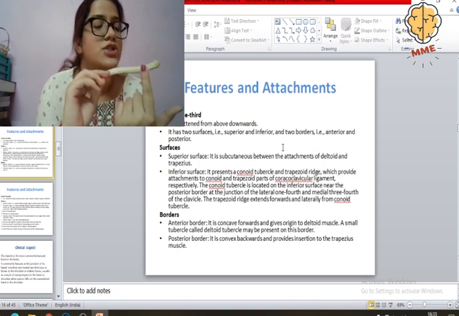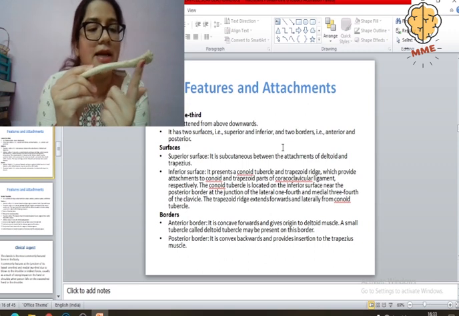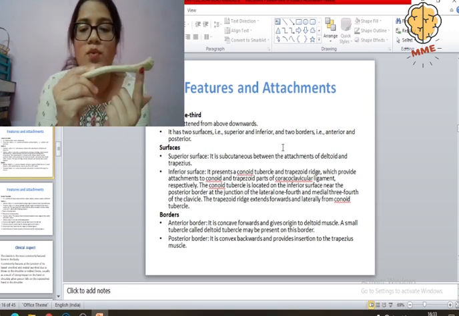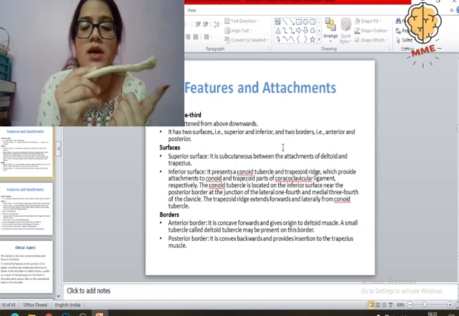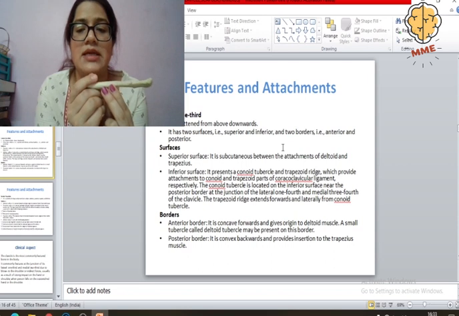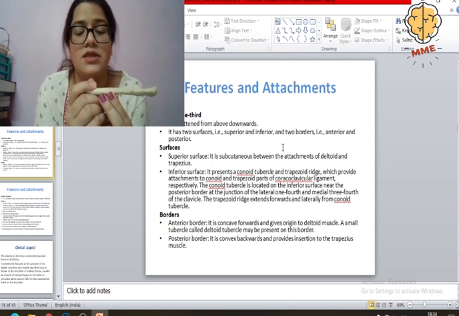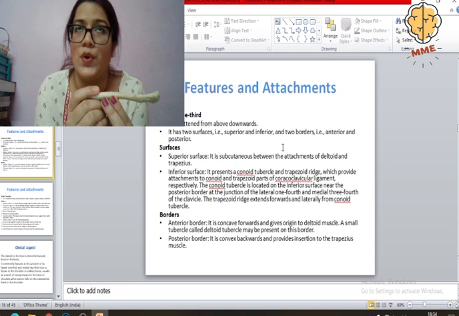Now there's a ridge. This ridge is anterior and lateral, anterolateral to this conoid tubercle. And that is called the trapezoid ridge. The conoid tubercle is located on the inferior surface near the posterior border at the junction of lateral 1/3 and medial 2/3 of the clavicle. The trapezoid ridge extends forwards and laterally from the conoid tubercle. Like I told you, anterolaterally.